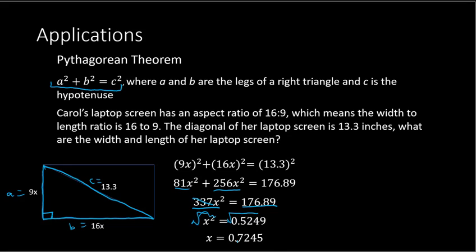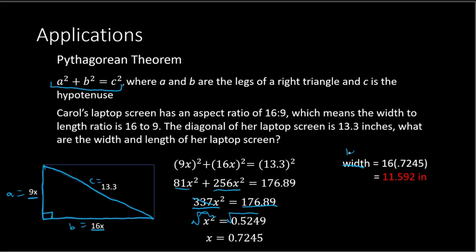So we've solved for x, and we've not completely finished because x is not the width or the length, but we can use it to find both. The width was 9 times x. So if we do 9 times 0.7245, that would give us the width, and the length would be 16 times 0.7245. So here, this should actually be length.